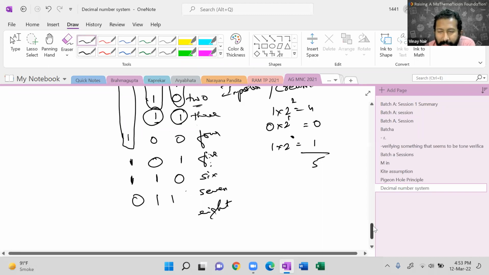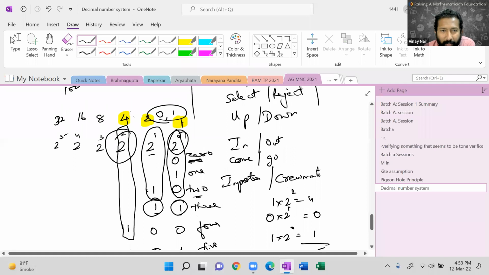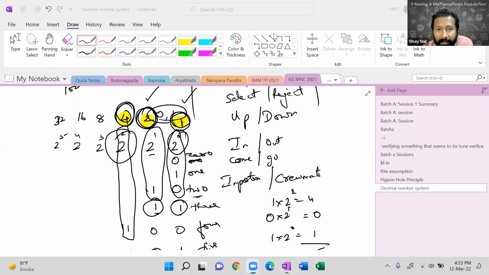So that 0 will be 0 fours. And 1 means 1, 2. And 1 means 1, 1. So that means you are taking a 2, you are taking a 1. 2 plus 1 is 3. But we want 7, Angel.